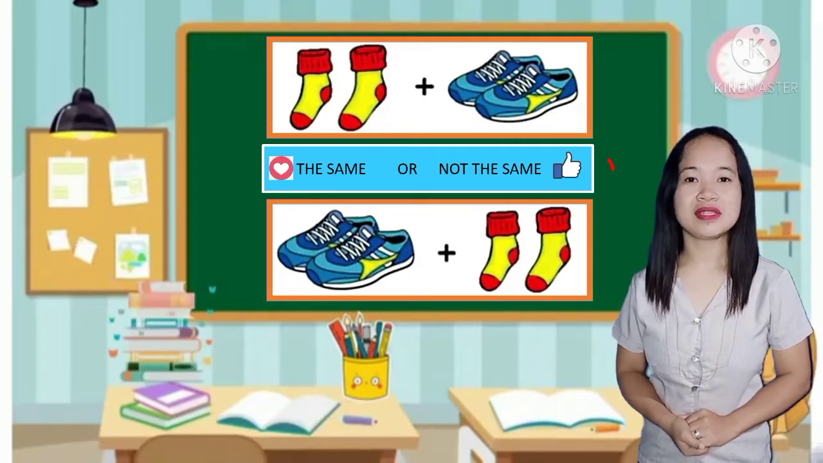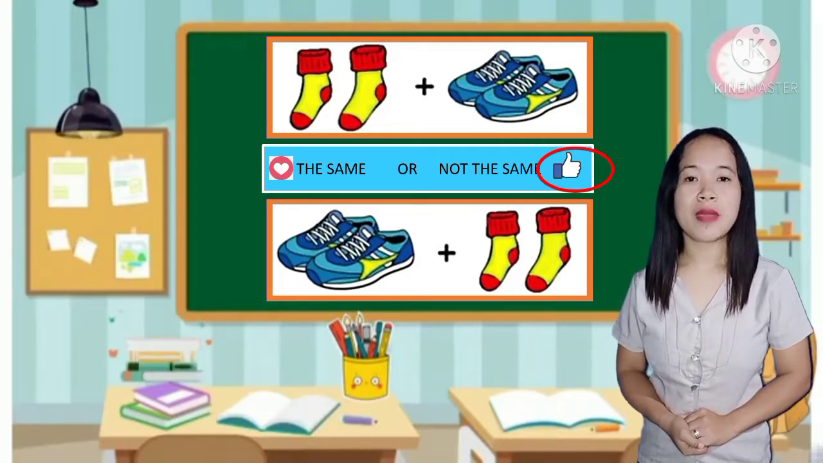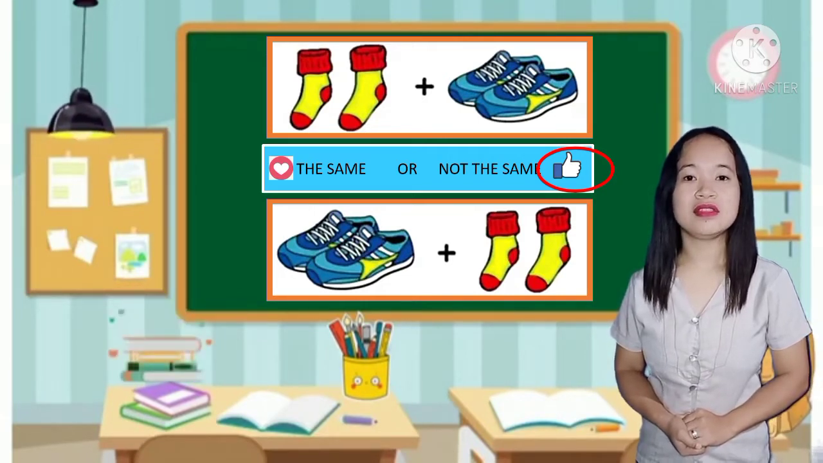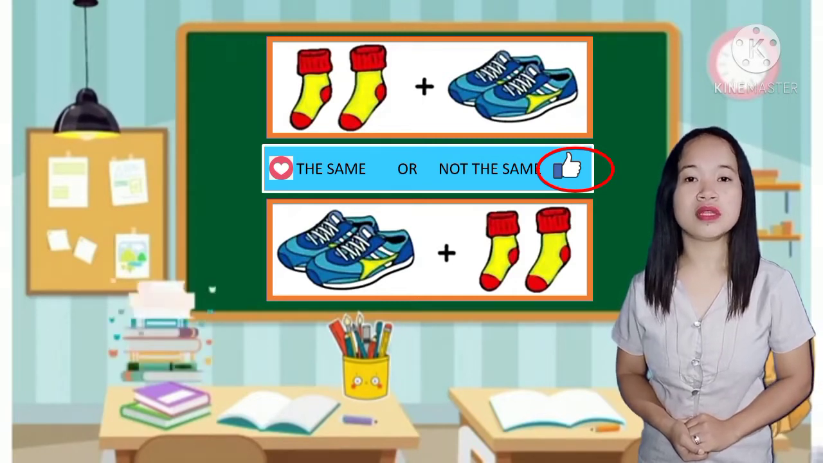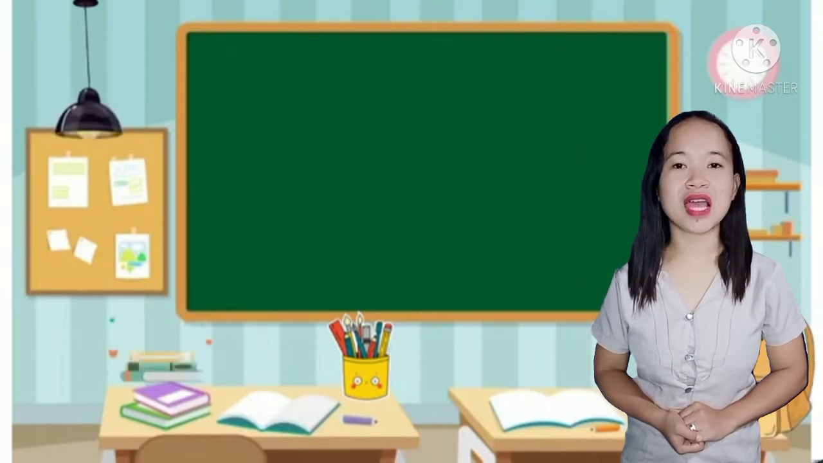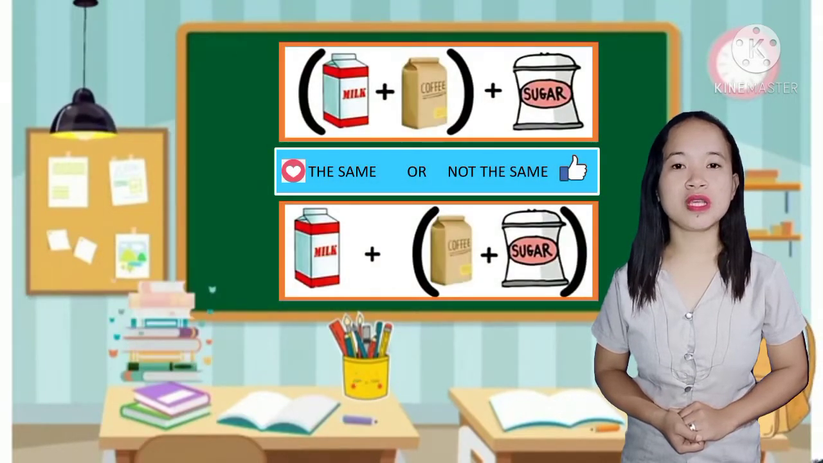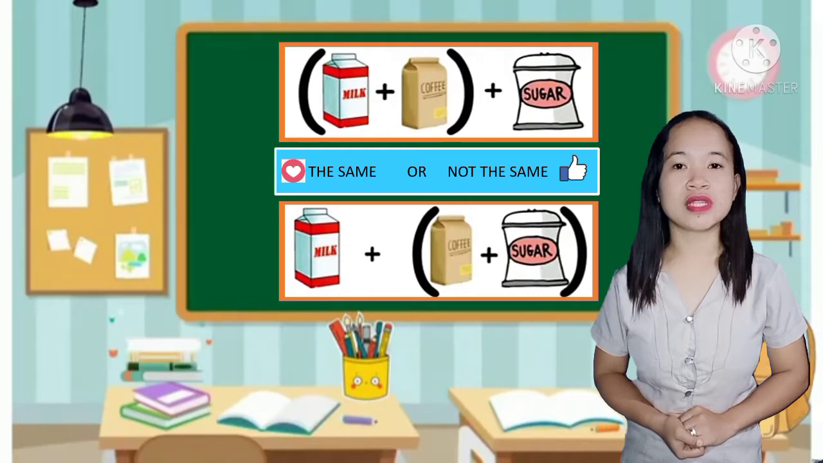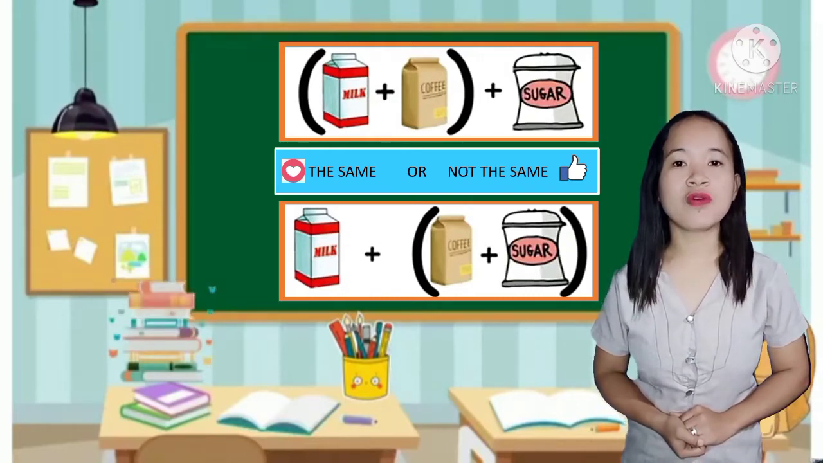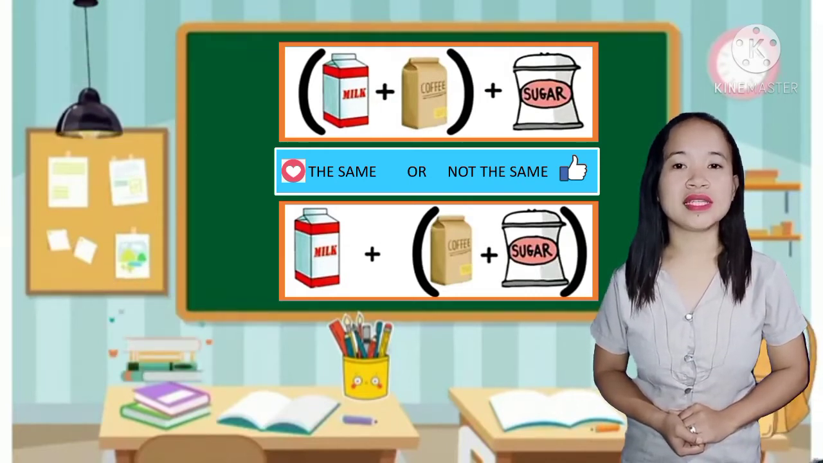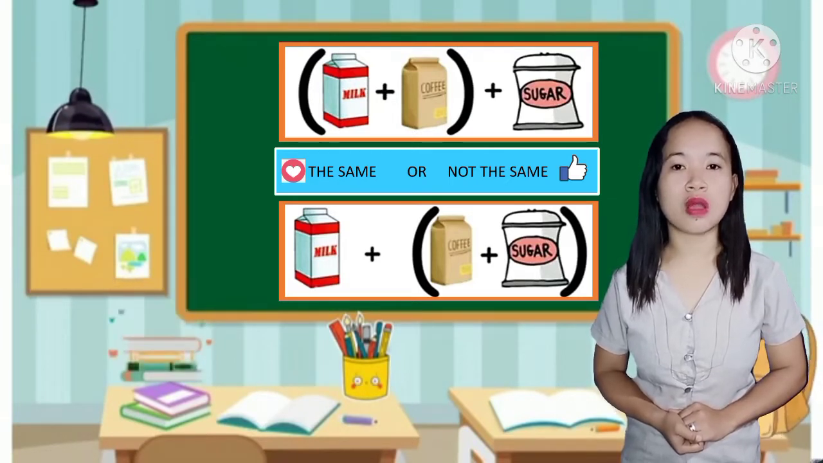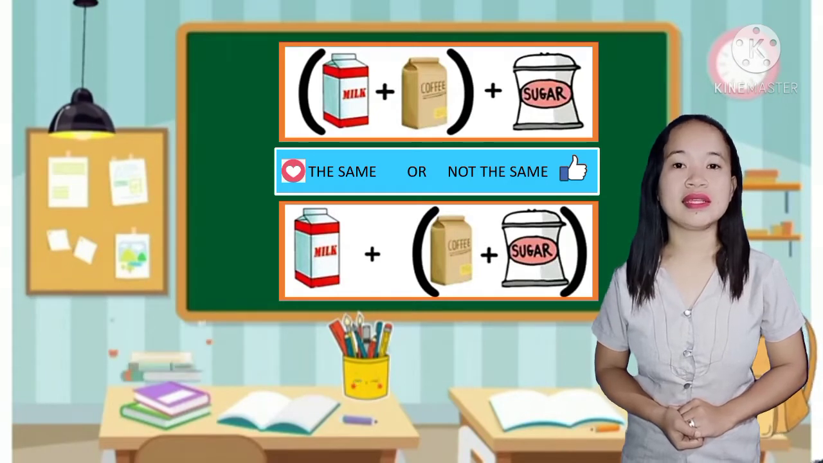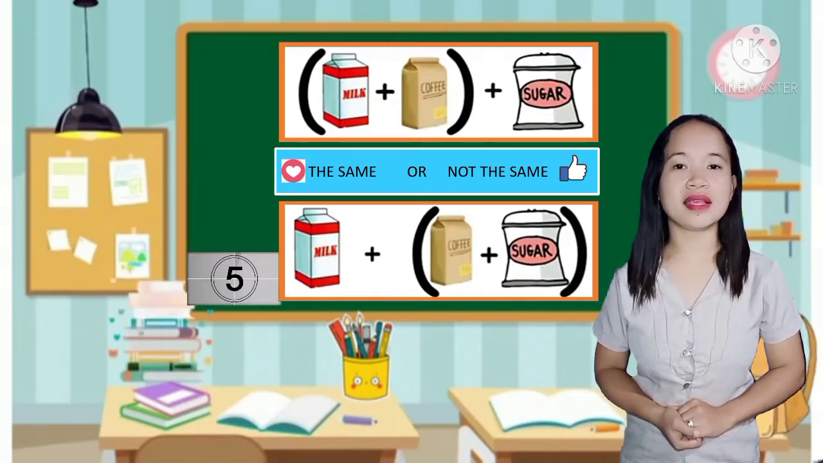The answer is a like sign. Apparently, wearing your socks first before putting on the shoes is definitely different from wearing the shoes first before putting on the socks. Now let's have the last one. In the first picture, you have to combine first milk and coffee before adding sugar. While in the second picture, you have to combine first coffee and sugar before adding milk. Is it a heart sign or a like sign?